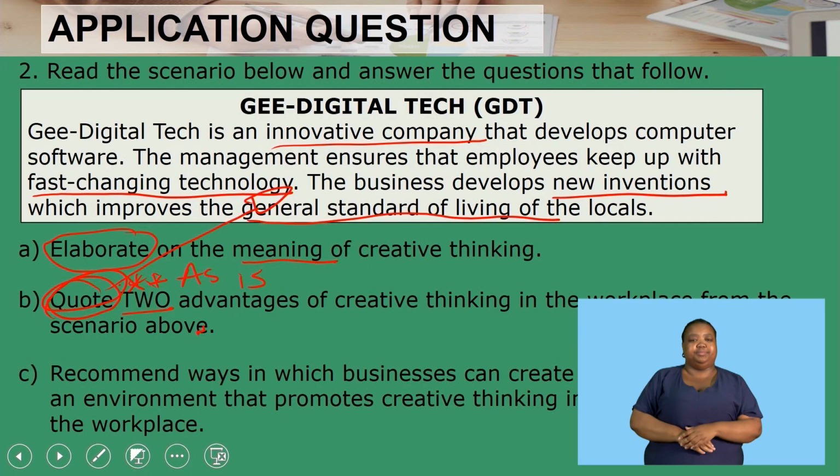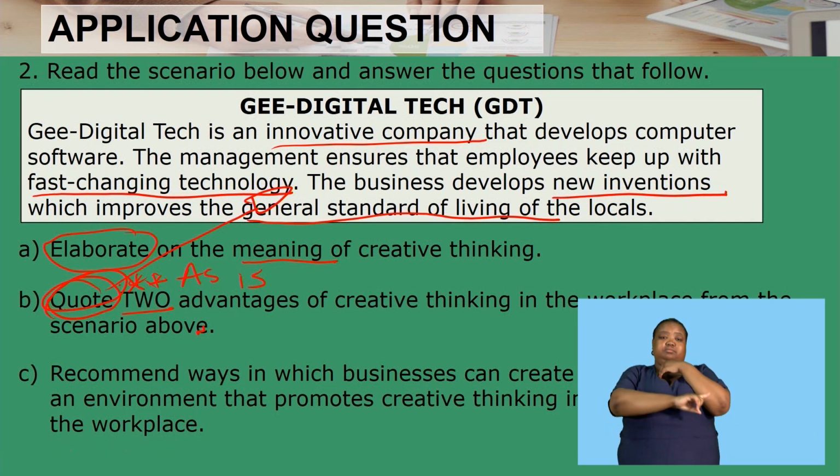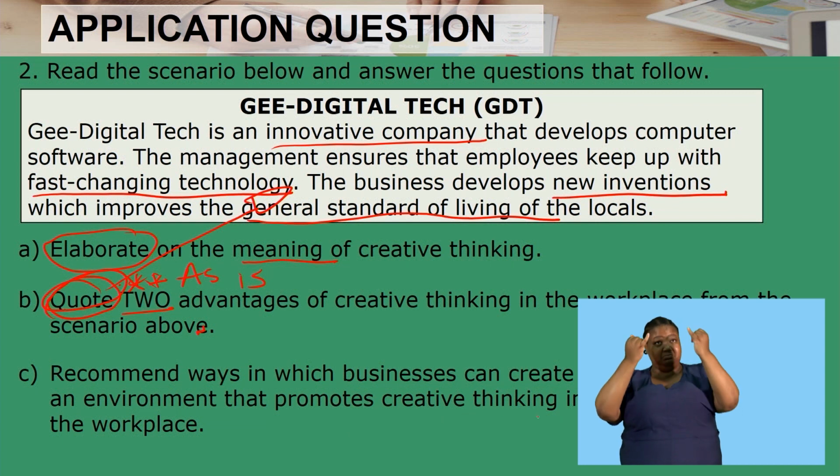Right. The last question says, recommend ways in which businesses can create an environment that promotes creative thinking in the workplace. You need to recommend the ways. All right. Let's now get down to business. Right, let's answer the question.